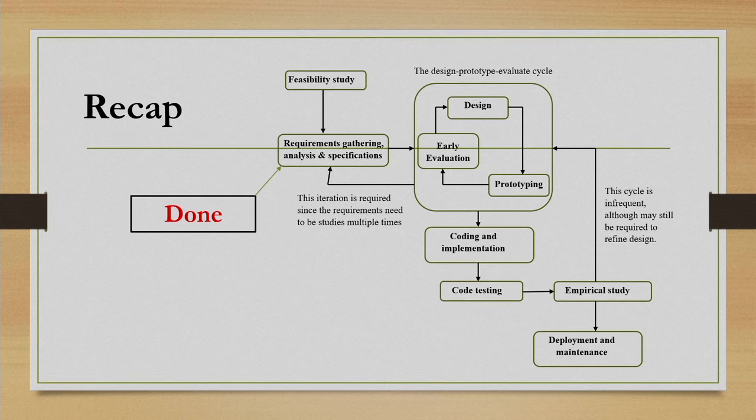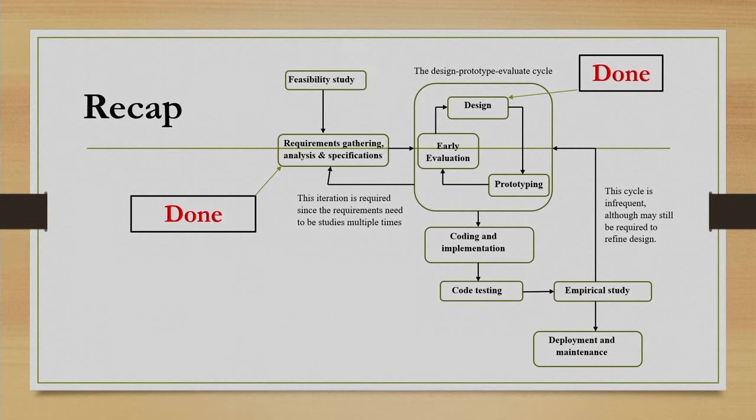So, let us quickly recap what are the stages that we have covered and what we are currently going to cover. So, we have covered the first stage, requirement gathering, analysis and specification. We are assuming this to be the first stage, although in principle feasibility study should be the first stage. However, as we mentioned earlier, we will ignore feasibility study in this discussion and assume that the life cycle starts with the requirement gathering stage. So, we covered that in details.